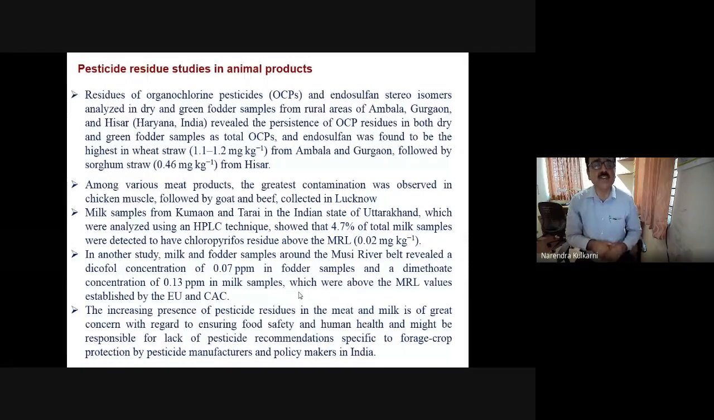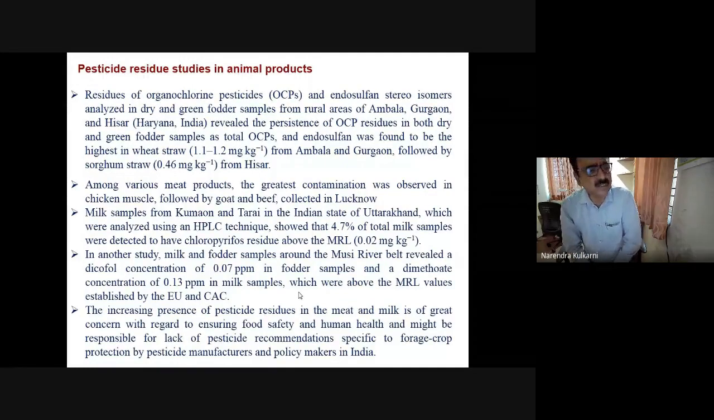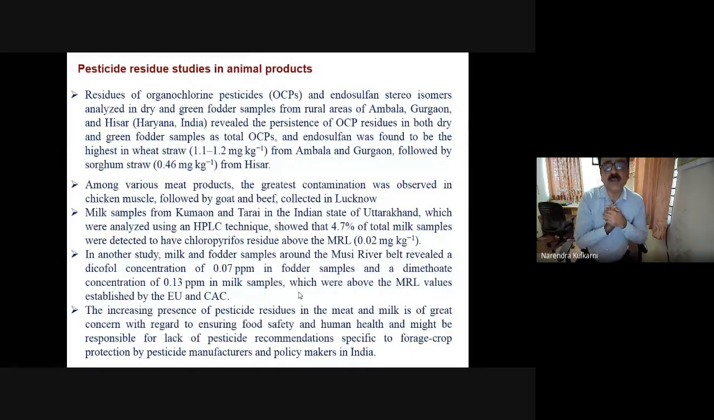Contamination was observed in chicken, goat or beef. Many meat samples were collected and estimated for pesticide residues, and many of the products were contaminated with pesticides. Even milk samples, from many of our Indian states like Uttarakhand, were collected and checked, and many of the milk samples contain chlorpyrifos. Chlorpyrifos is one such chemical.